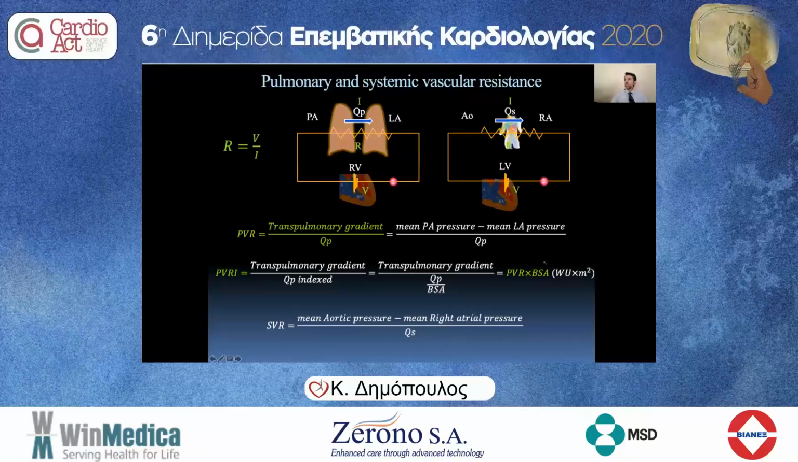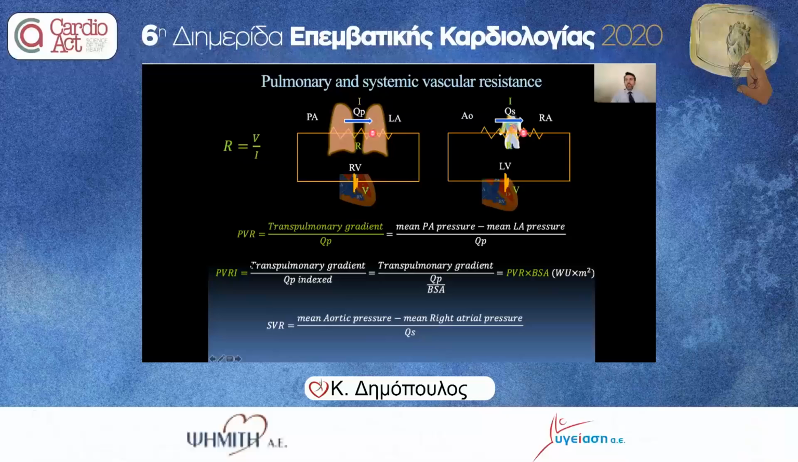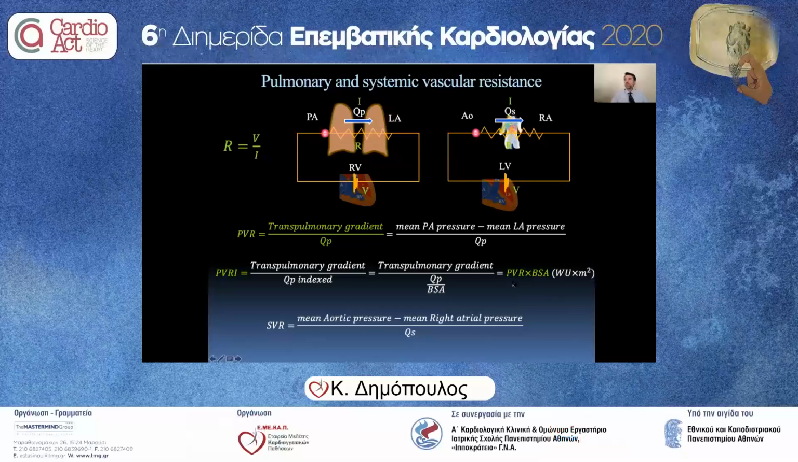Another important thing to remember is that when you index your pulmonary vascular resistance, you need to multiply, not divide it by body surface area. Sounds counterintuitive, but if you think about it, we said PVR is the transpulmonary gradient divided by pulmonary blood flow. Indexed, it will be divided by pulmonary blood flow index, which is pulmonary blood flow divided by body surface area, so the denominator of the denominator goes on the top. If you make this mistake and you divide by body surface area, you will change the management of the patient and you will completely get it wrong.